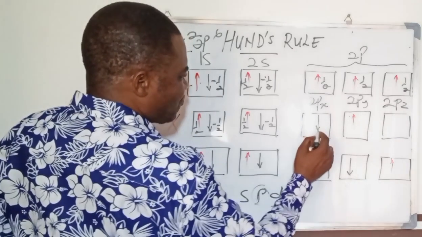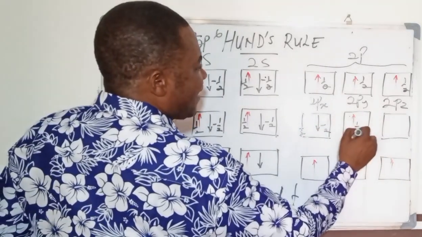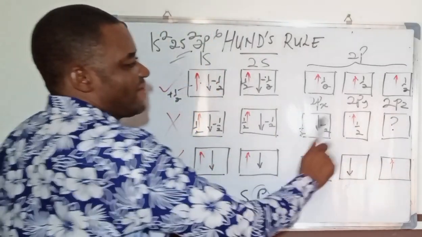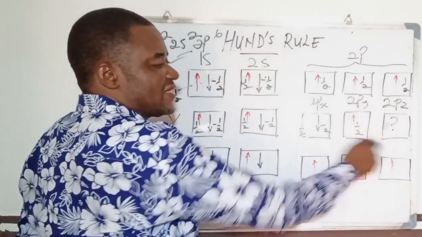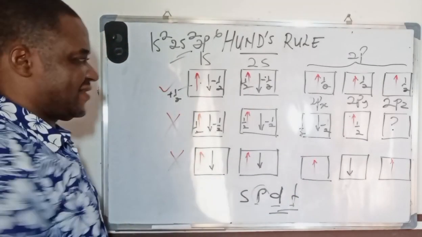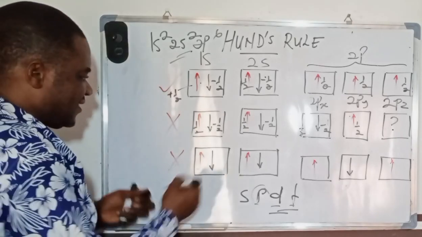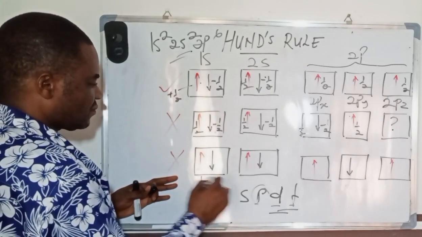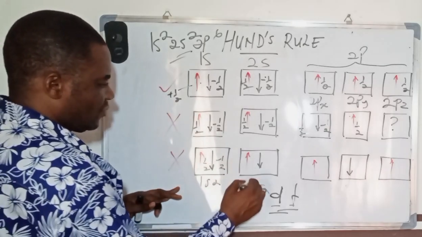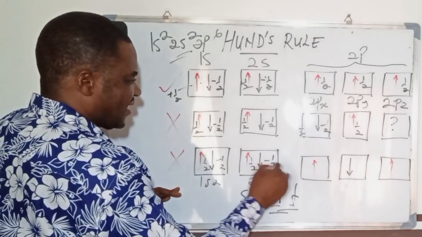So this is wrong because of what happened here. You were supposed to first singly fill these, and if you singly fill them, there will be no doubling here. In that case, this configuration is wrong. How about this? This is 1s2 and is correct, half and minus half. This is 2s2 and is correct, half and minus half.